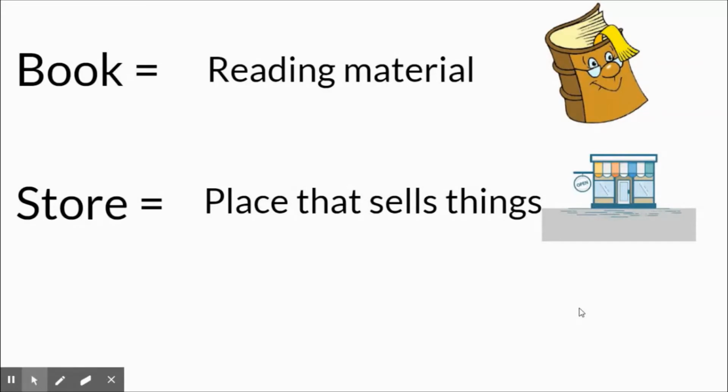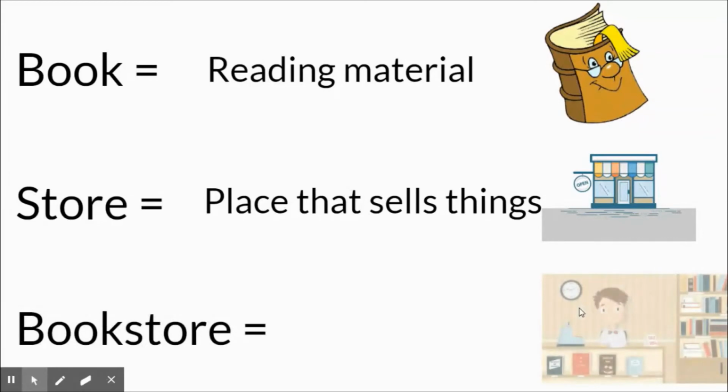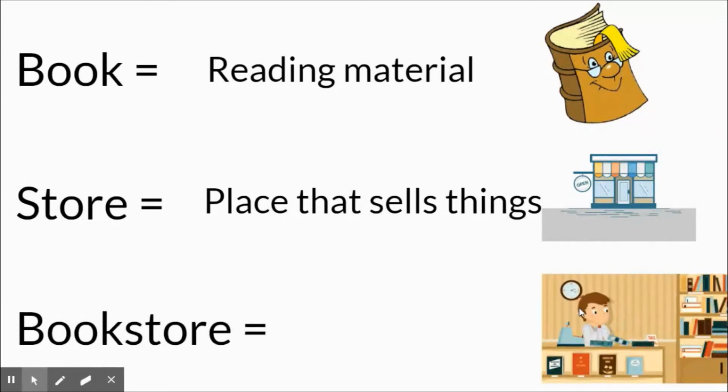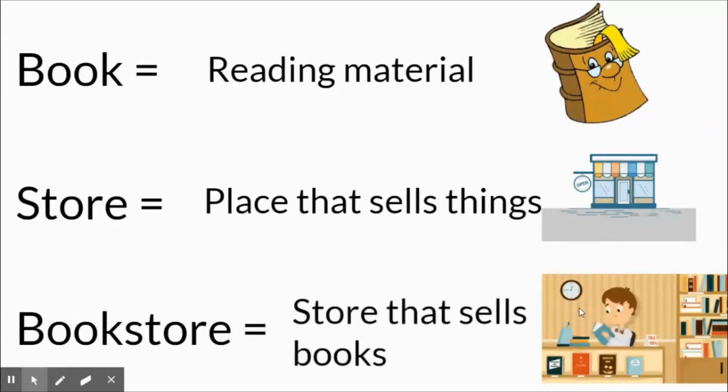Okay, so if we put them together, we get the word bookstore. What is a bookstore? Look at the illustration. Very good. You got it. It is a store that sells books. So it's a bookstore, right? So I think that we have proven our hypothesis.